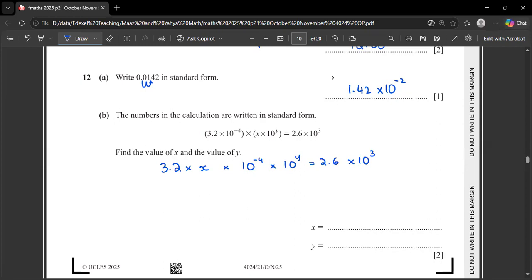Is there any confusion? Why have I written this? Just to show you the bases which are the same, I have put them together, okay? And then how can I write this? In the next step, 3.2x, and then since the bases are the same, I'm going to take these two powers together, right? And 2.6 times 10 to the power 3, right? Is this clear?